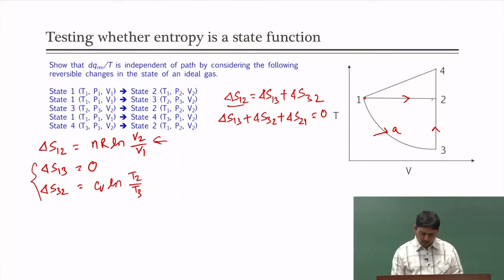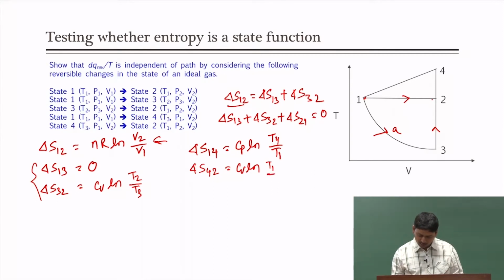Now, 1 to 4 is a constant pressure process. So, delta S14 is Cp ln T4 by T1. And for 4 to 2, temperature is changing, pressure is changing, volume is not. So, delta S42 is a constant volume process, so Cv ln T2 by T4. Let us see if I have done this correctly or not.